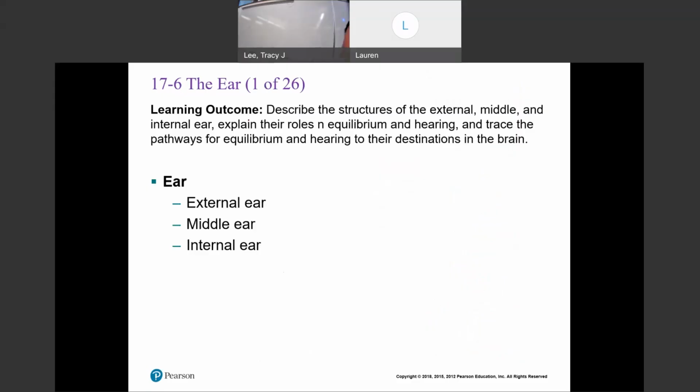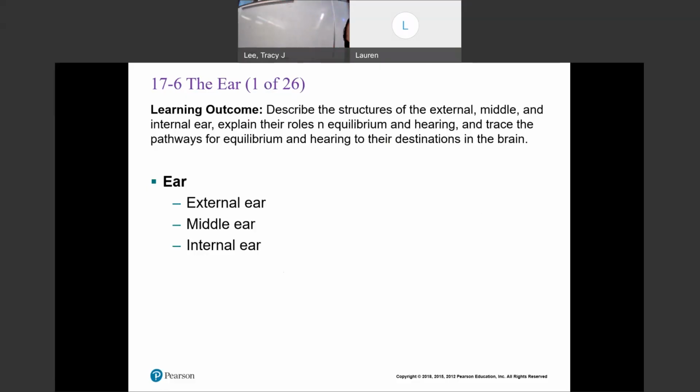Okay, let's go to the ear. I like the ear. I think the ear is super interesting. You have three big sections to your ear: your external ear, your middle ear, and your internal ear. What is the big division line between external and middle ear? It's your eardrum, called your tympanic membrane. So your eardrum splits your external ear from your middle ear.